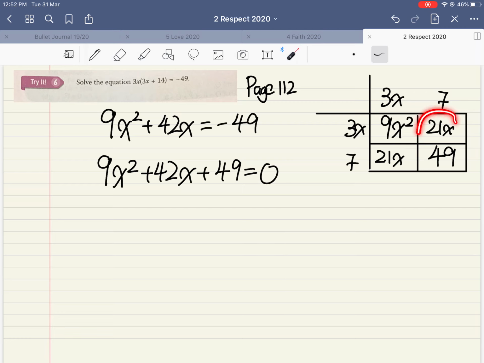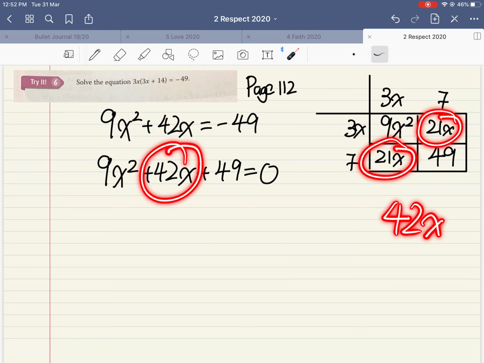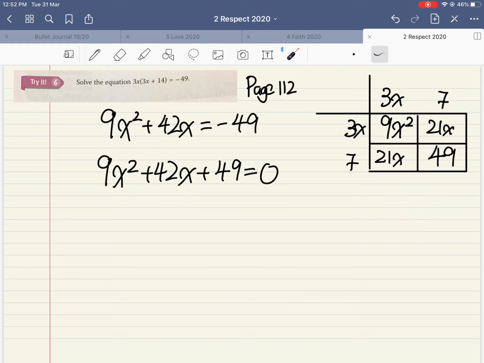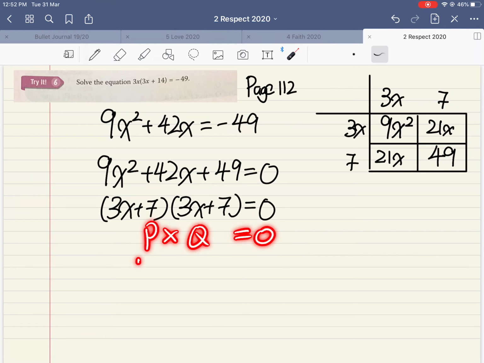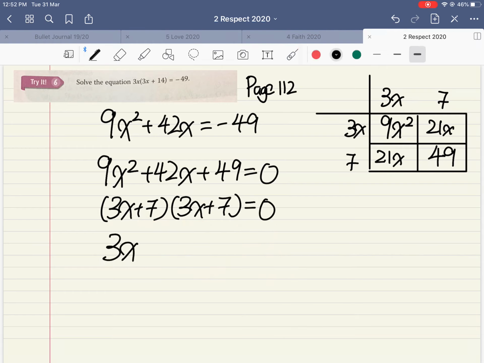Again, we will test it out. 21x plus 21x gives me 42x, which shows that the factorization is correct. Hence, in this case, what we get is (3x plus 7) times (3x plus 7) equals 0. Same thing as we have done previously: P times Q equals 0, which means that P equals 0 or Q equals 0. So in this case, I'll write 3x plus 7 equals 0 or 3x plus 7 equals 0.